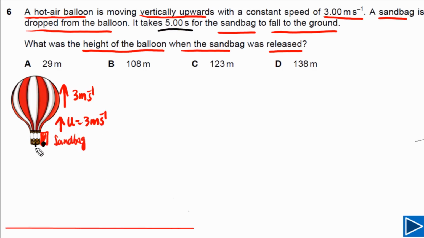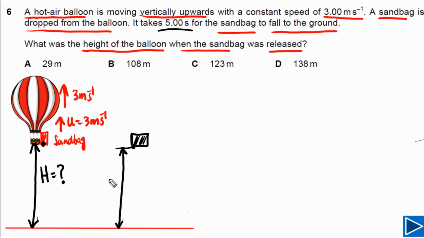For this question, we need to find the height of the balloon when the sandbag is released from the balloon. So it simply means that we need to find this height. In order to find this height, we need to study the motion of the sandbag. So let me redraw the sandbag. This is our sandbag, and this is the height we need to find out.